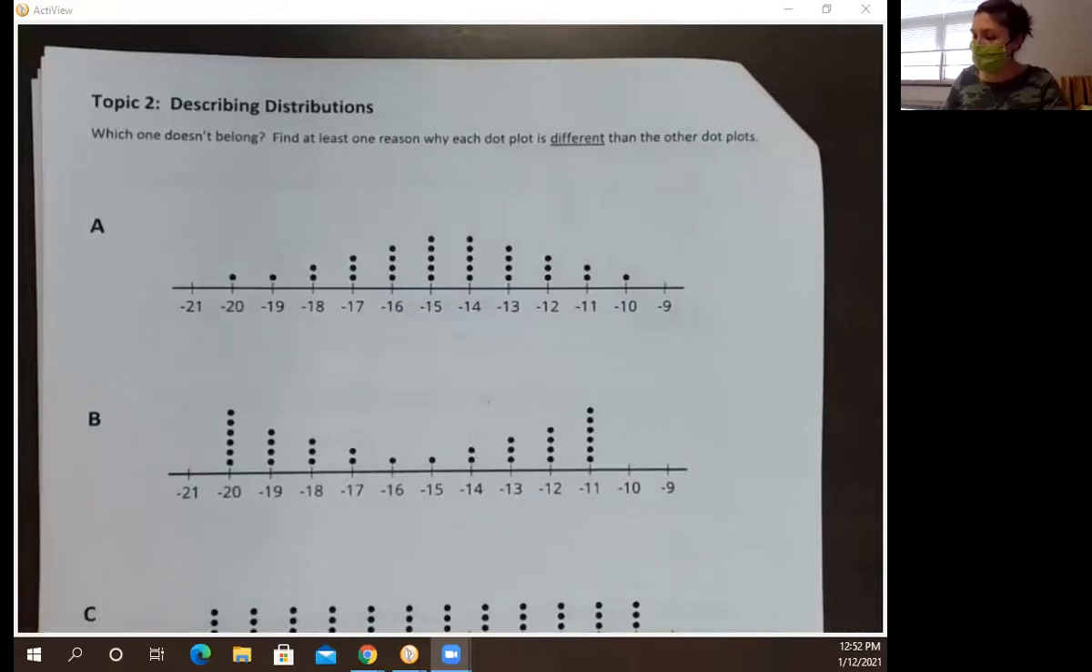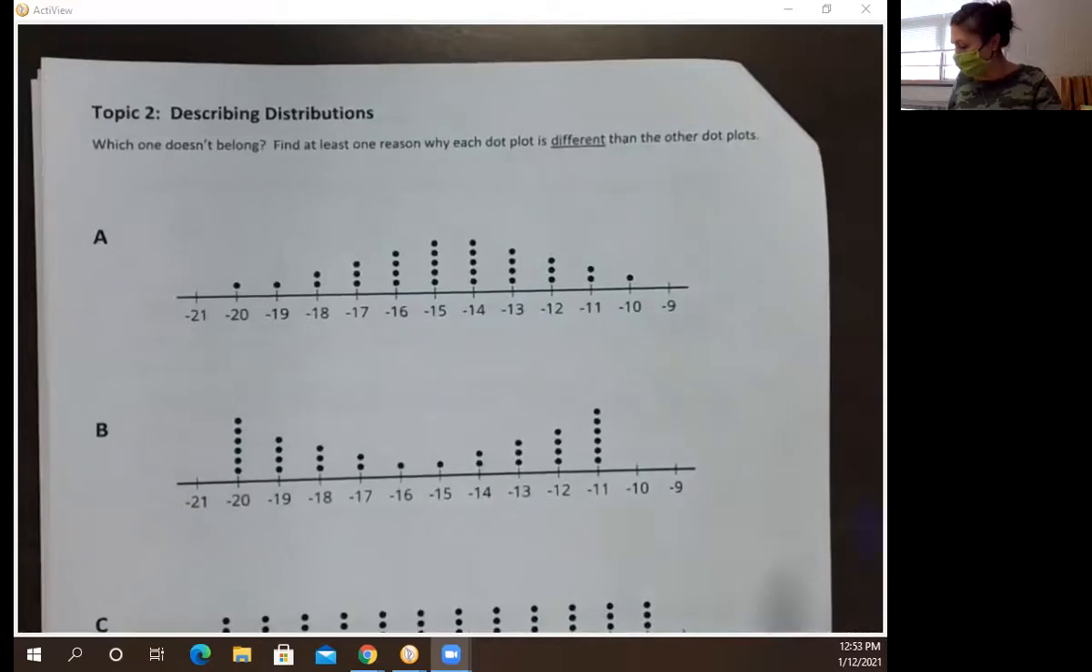So again, we're going to look at dot plots in our notes, but we could also, to a certain extent, be talking about histograms. We're going to talk about, again, some of those general shapes that we can have to our graphs, shapes that we sometimes say our data has. And we're going to take a look at what those different shapes can tell us about key information regarding the data that we've gathered.